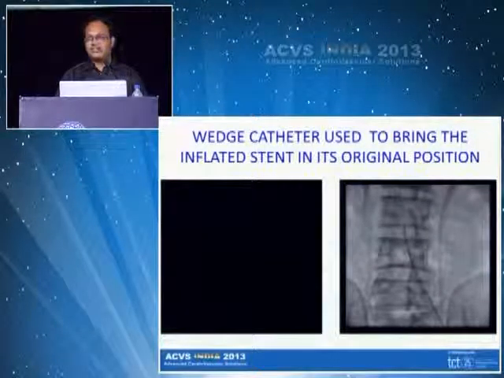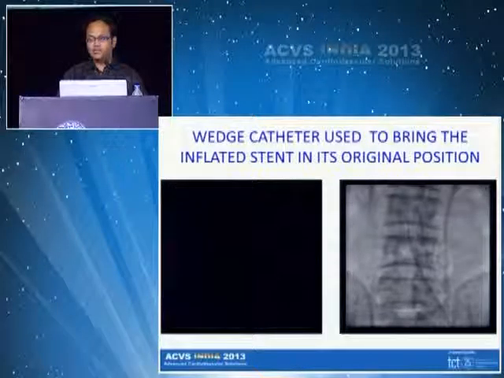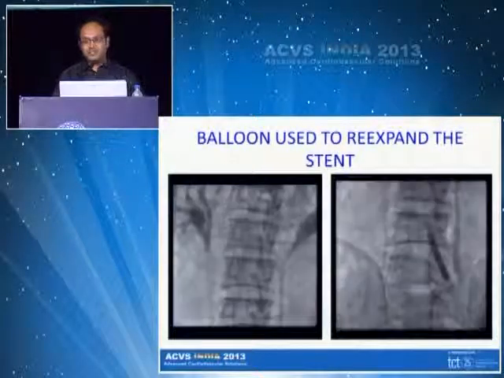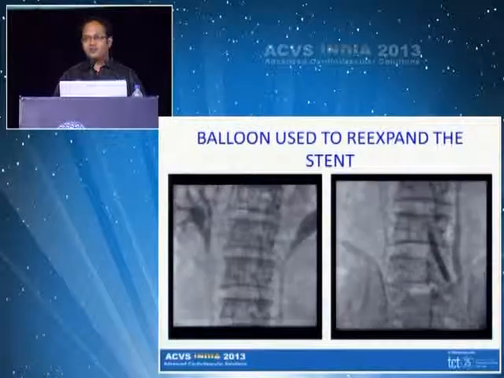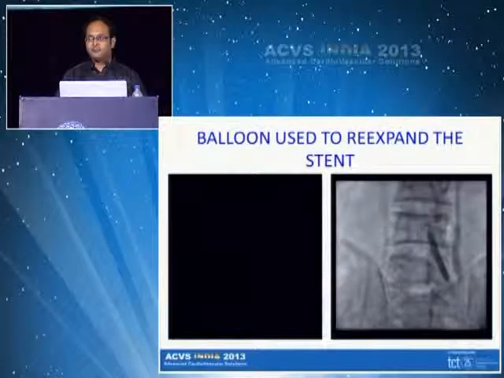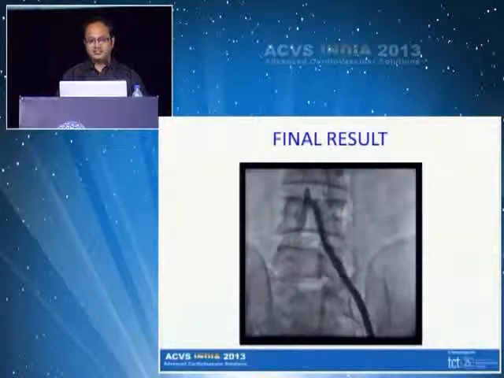So we used a wedge catheter, passed it over the wire and then inflated it, and the stent was pulled back to its original position. As you can see, the stent is crumpled while pulling it back to the original position. So again we used the balloon to re-expand the stent, and once we had re-expanded it, this is the final result.